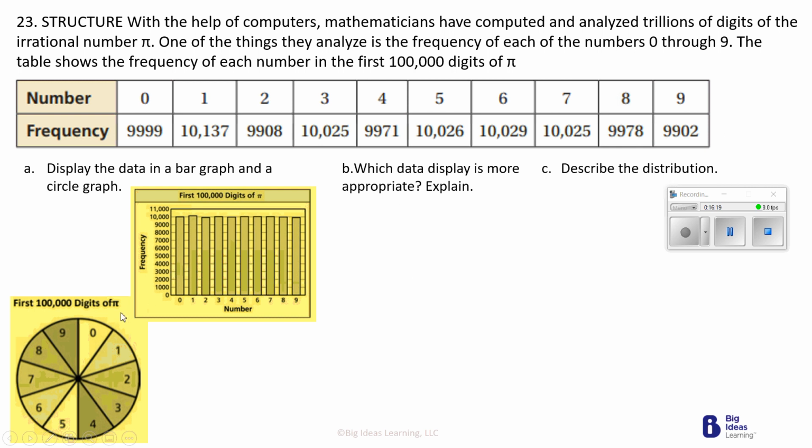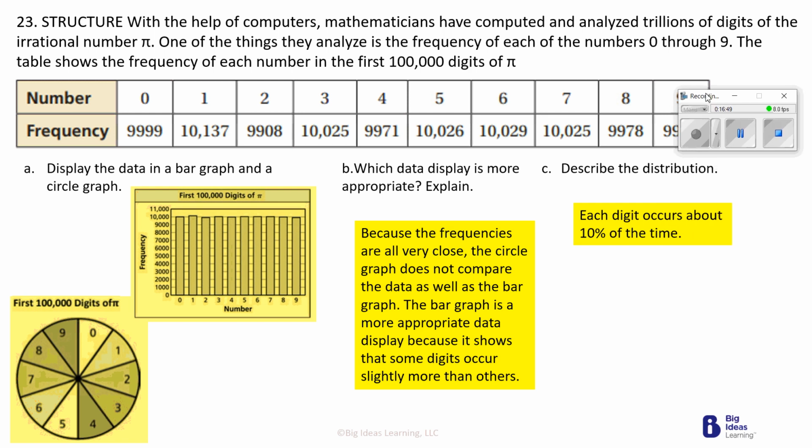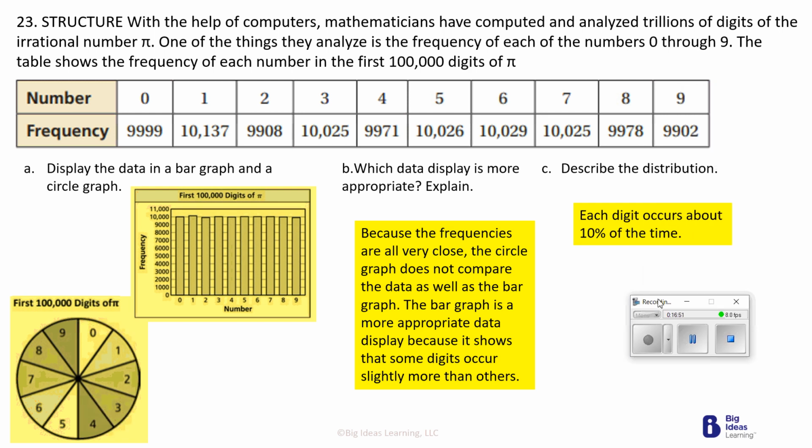Now it says which data display is more appropriate. I think for this we're going to have to say that because the frequencies are very close, the circle graph does not compare the data as well as the bar graph. The bar graph is a more appropriate data display because it shows that some digits occur slightly more than others. You can tell that by these bars going just a little bit higher than the others. This was really hard to tell. Describe the distribution. Well, it says each digit occurs about 10% of the time.